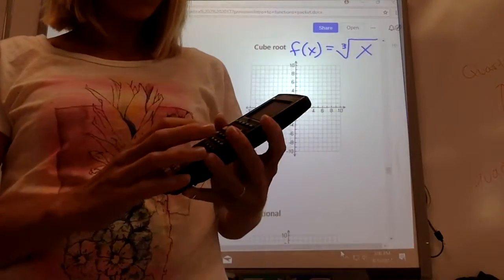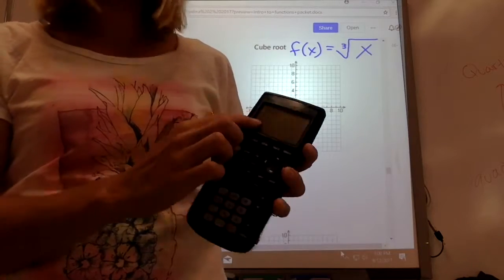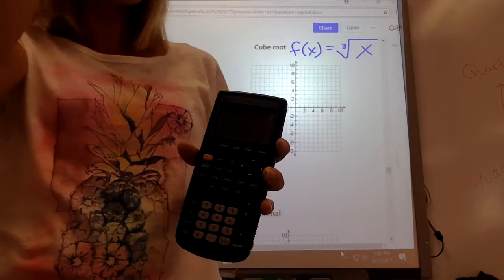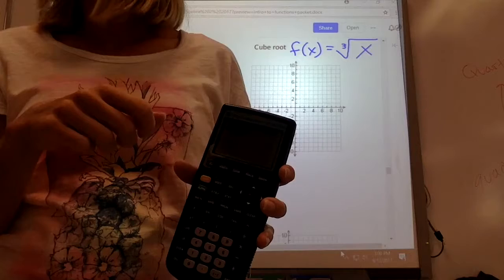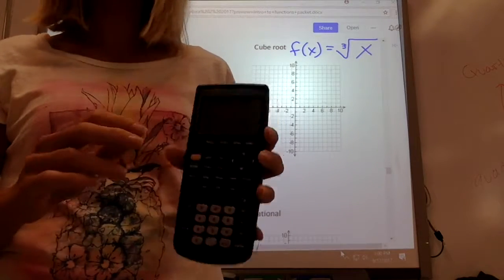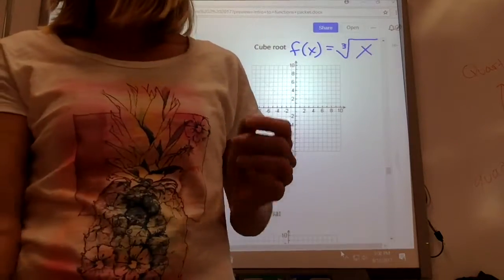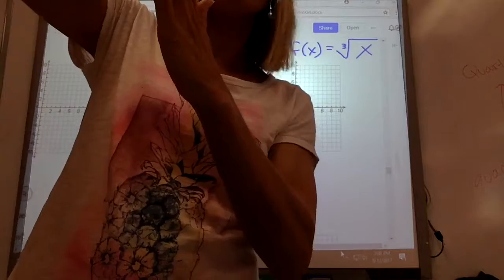So go to y equals, clear it out, and you go math, and it's the fourth one down. It's a little 3 with a radical. That's your cube root. So cube root, and then you push your x, and then graph. And it should look like your cubic, but only it got flipped on its side.